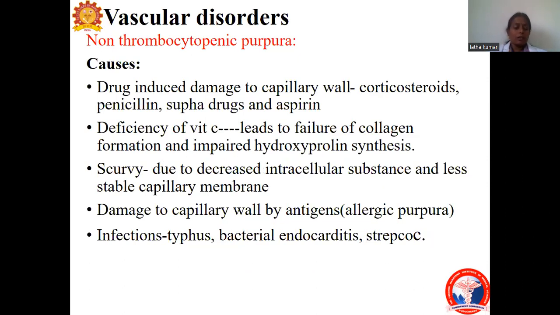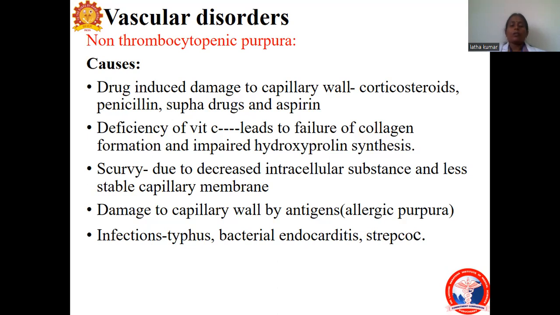Vascular disorders: non-thrombocytopenic purpura. The causes for non-thrombocytopenic purpura are drug-induced damage to the capillary wall, for example corticosteroids, penicillin, sulfa drugs, and aspirin. The second cause is deficiency of vitamin C, which leads to failure of collagen formation and impaired hydroxyproline synthesis. The third is scurvy, due to decreased intracellular substances and less stable capillary membrane.